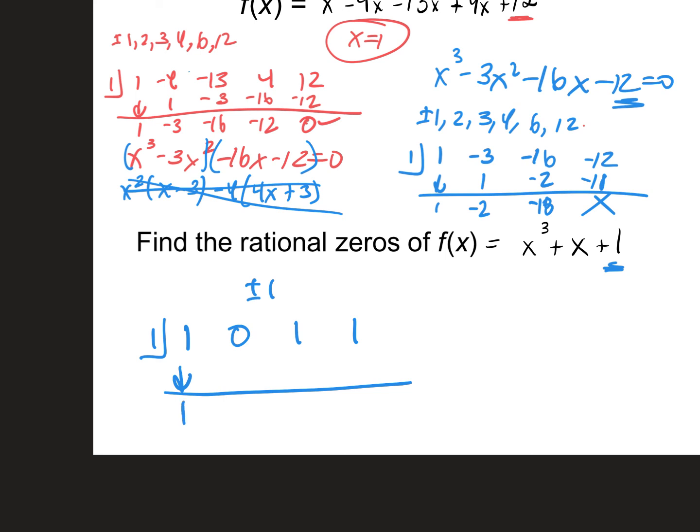So I bring down my 1. 1 times 1 is 1. 0 plus 1 is 1. 1 times 1 is 1. 1 plus 1 is 2. 2 times 1 is 2. 1 plus 2 is 3. So positive 1 is not a factor.